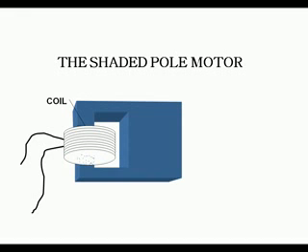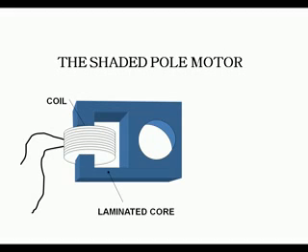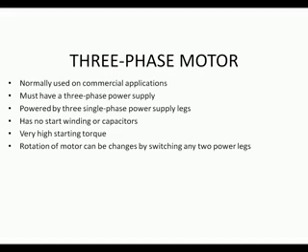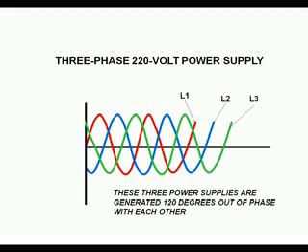The shaded pole motor is two leads and a coil. It does not have a start winding, no start components, no capacitors. The coil is around the laminated core. And then you will notice the bands of heavy copper that again prevent or delay the buildup of magnetism in those areas. And then the rotor goes into that core.